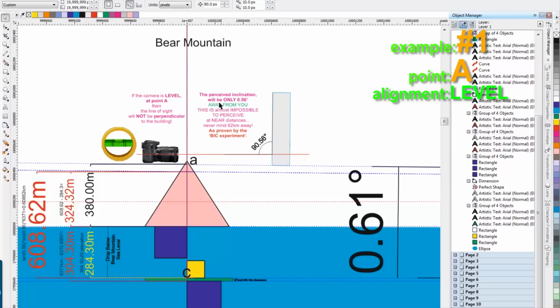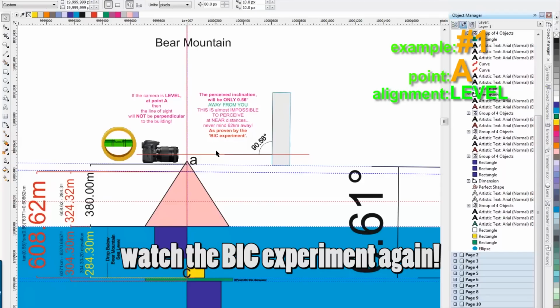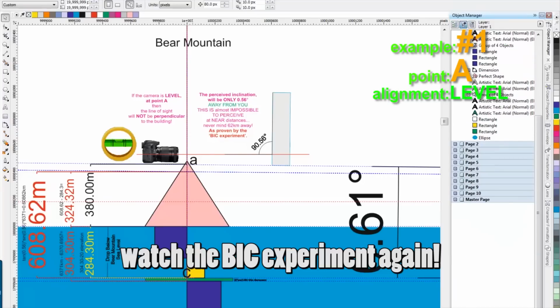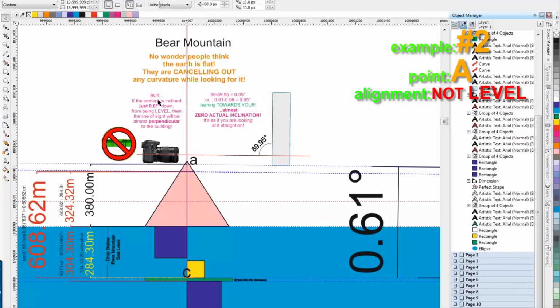The perceived inclination will only be 0.56 degrees away from us. This is almost impossible to perceive at near distances, never mind 62 kilometers away, as was proven by the big experiment. But if the camera is inclined just 0.61 degrees down from being level, then the line of sight will be almost perpendicular to the building.